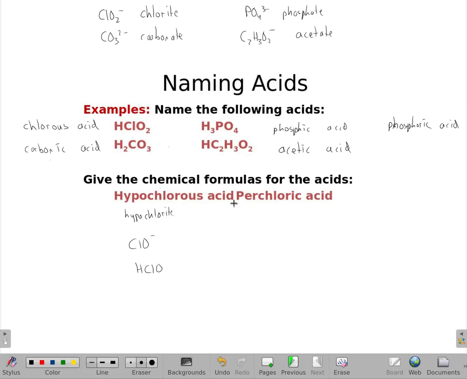And perchloric acid is something different. Perchloric acid comes from perchlorate, which is related to hypochlorite, just has more oxygens in it. It actually has 4 oxygens. Still single negative, so we only add one H. So perchloric acid is HClO4.